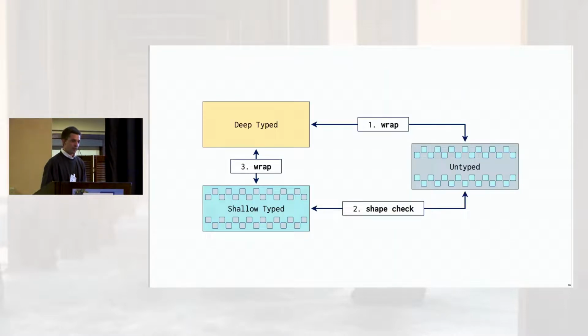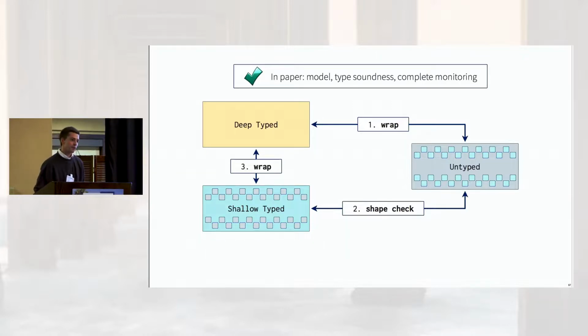So what to do? Without a sophisticated analysis for knowing which values flow where, what we'll need to do is wrap when values cross from the deep world into the shallow world. And from here, things are smooth. In the paper, you can see the model where we work this out and our arguments both for type soundness and complete monitoring say yes, the deep and shallow worlds can interoperate with one another, preserving their formal properties.